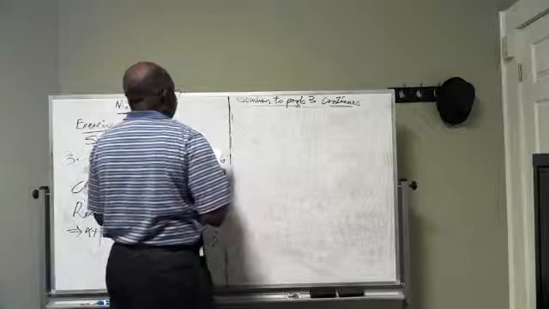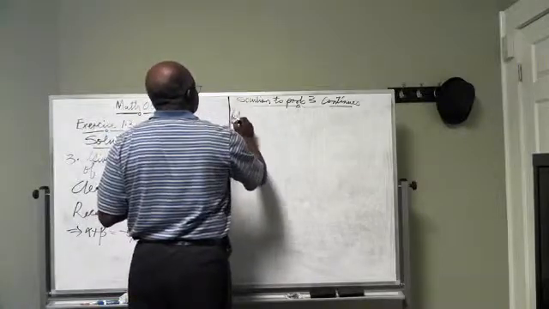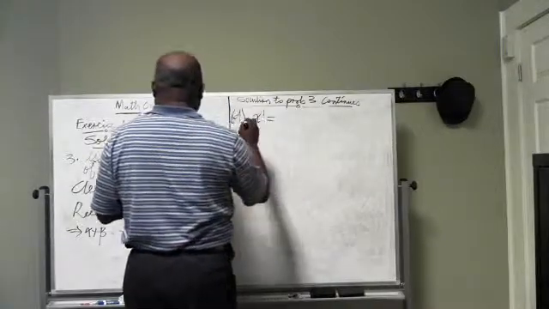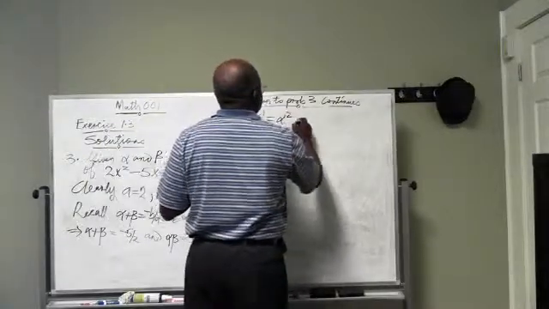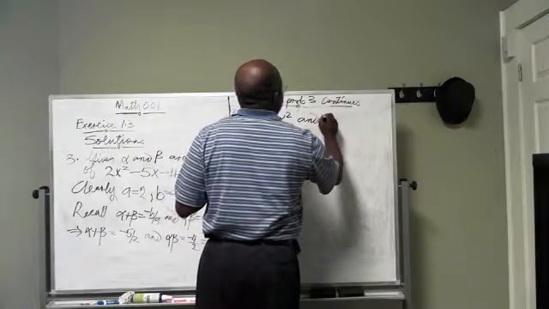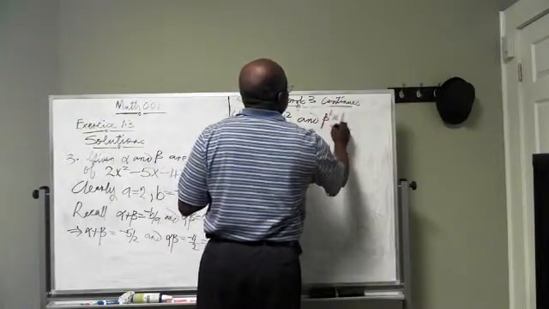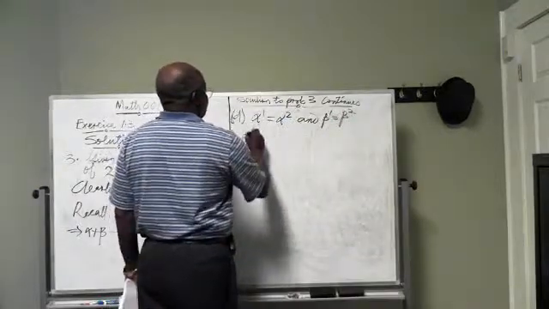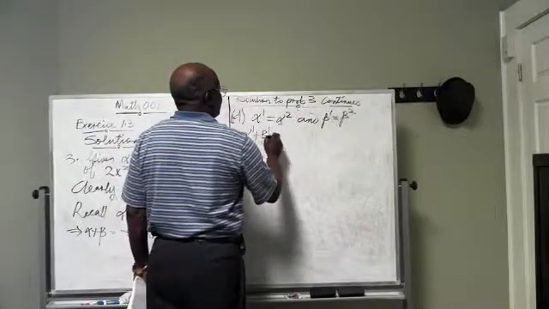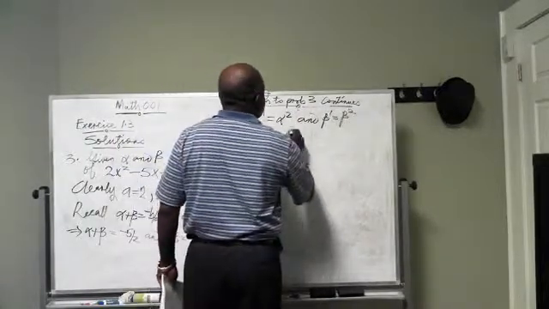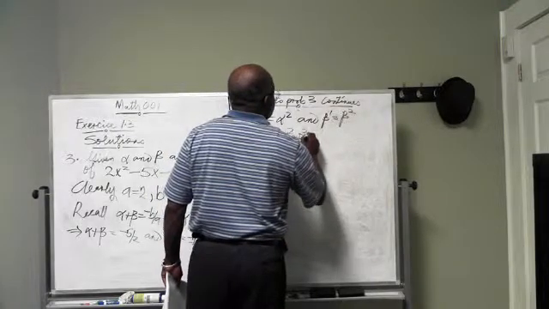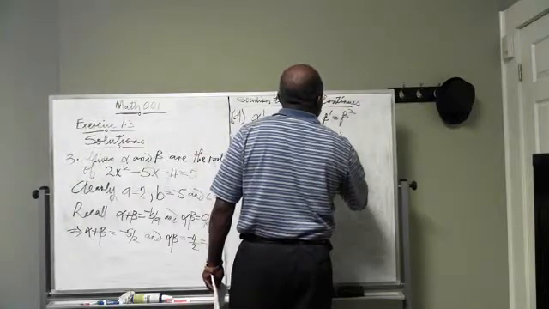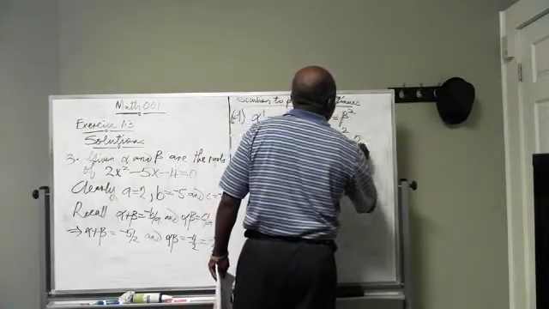Problem 3D. Alpha prime equals alpha squared and beta prime equals beta squared. Alpha prime plus beta prime will be equal to alpha squared plus beta squared, which is equal to alpha plus beta all squared minus 2 alpha beta.